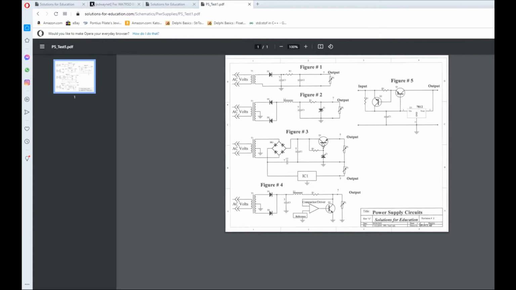Now, this one down here is series regulation. This one down here is shunt regulation. It's important to know the advantages and disadvantages of both series versus shunt. Okay, so we'll leave it at that for the moment. We're going to come back to these though.